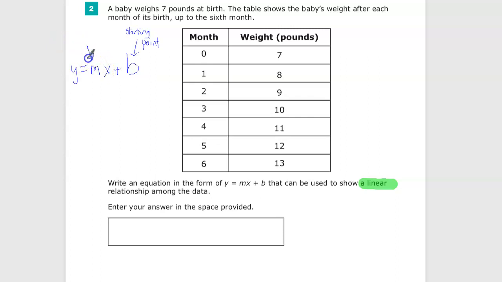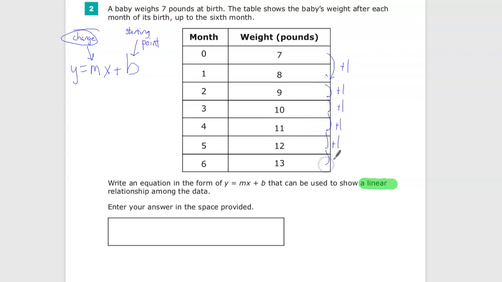And we have our m, which is our slope, and this measures the change. And in a linear equation, that change should be constant. It's the same change every time, even though the number itself doesn't change. So let's figure out what the change is. From here to here is plus 1, plus 1, plus 1. Oh, I'm seeing a nice pattern here.